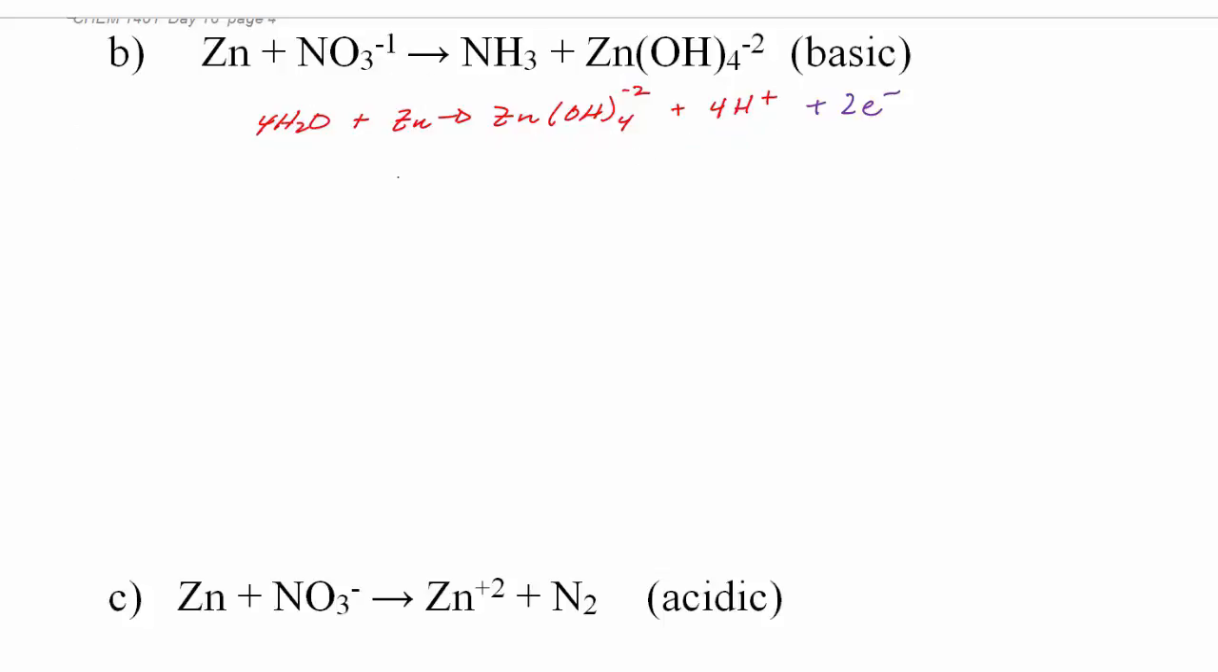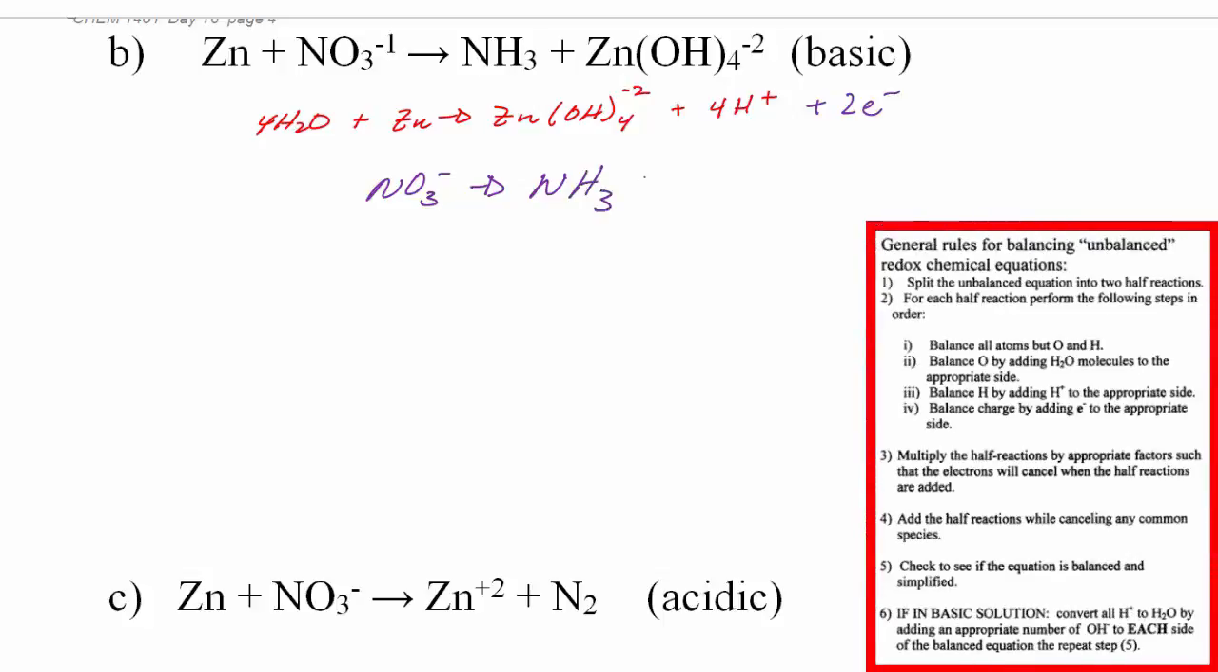Let's do the other half reaction. Nitrate goes to ammonia. The nitrogens are balanced. O by adding H2O, I need 3 of them. H by adding H plus. I have 3 and 6. I have 9 hydrogens on that product side, so I need 9 hydrogen ions over there.